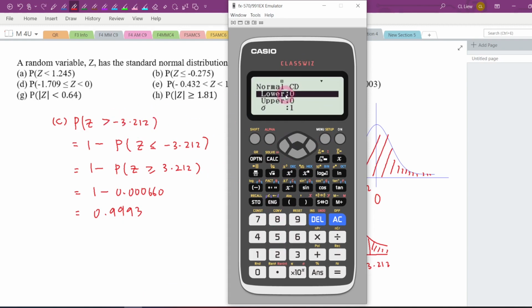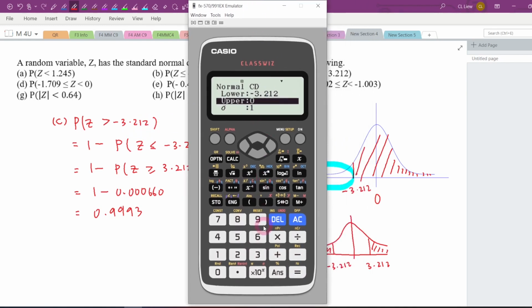Okay, let's check using our calculator. Lower limit will be negative 3.212, and the upper limit here I just key in a very large number, 9 times 10 power 99. Okay, make sure that the standard deviation is 1, the mean is equal to 0. This is standard normal distribution, right? Okay, press equal. So this is our answer, 0.9993.